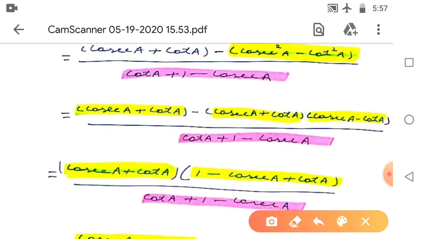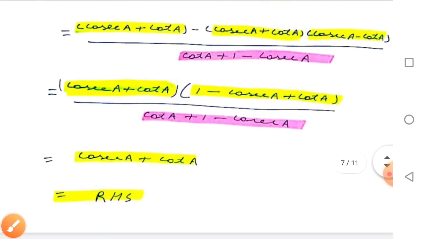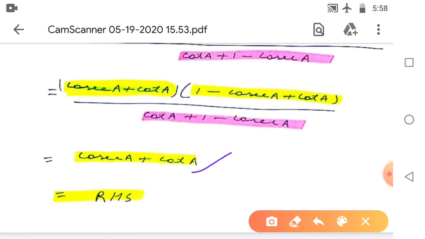Now, next step. Look at this. In this step, this is a square minus b square, so we write (a plus b) into (a minus b). So (cosec A plus cot A) minus (cosec A plus cot A)(cosec A minus cot A). Right? So you can take cosec A plus cot A common. We are left with 1 minus cosec A plus cot A, and now this is gone. The denominator cancels with the numerator, and we get cot A plus cosec A, that is equal to RHS.